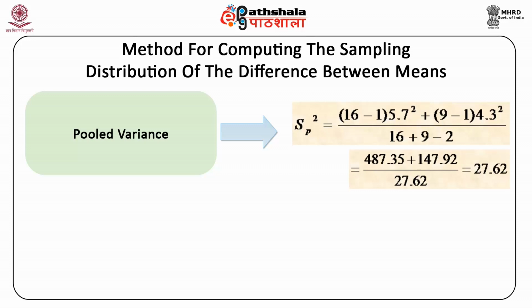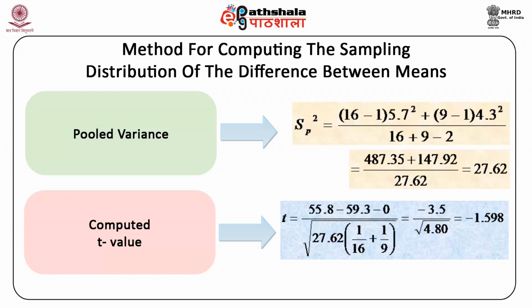487.35 plus 147.92 whole divided by 23, which is equal to 27.62. Next, calculate the t value.